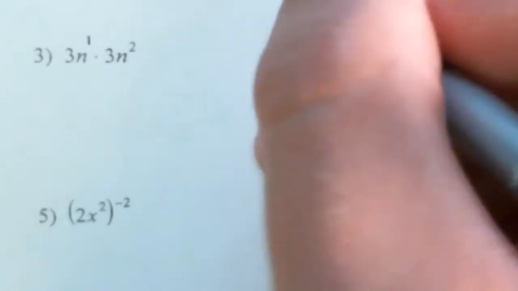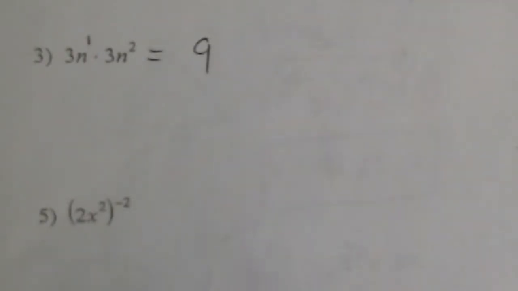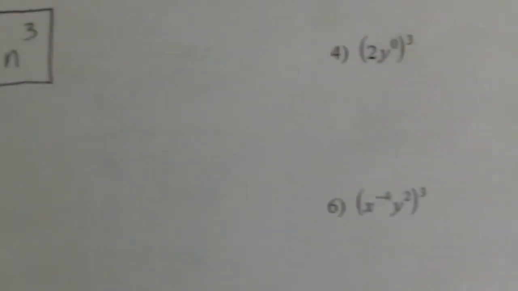Now here, whenever you don't have an exponent there, remember that's an understood 1, so don't discount that. Signs, coefficients, variables, and no negatives. Coefficients, 3 times 3 is 9. And then here I've got the product rule again. I need to add the 1 plus the 2. That gives me n to the third. Okay, you guys check that one, please.